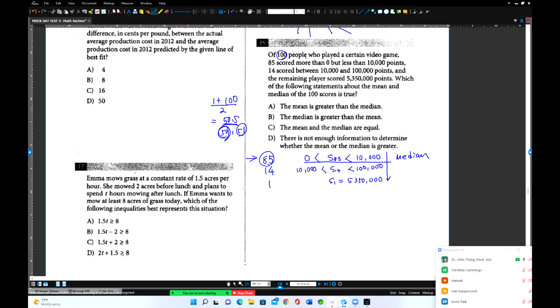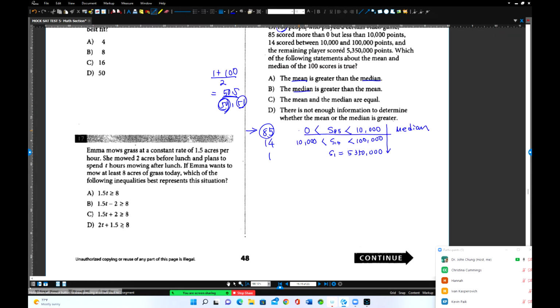So, this is a lot of work. Another one is the mean. We're going to find the mean, but that gives us a range, not exact numbers. Anyway, the minimum number is how much? 0 plus 10,000 plus this one person. Add this one. I'm going to calculate.